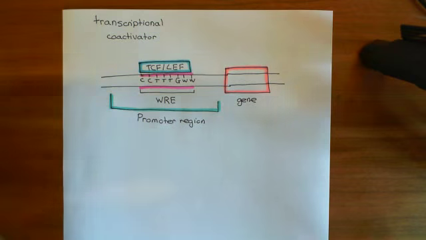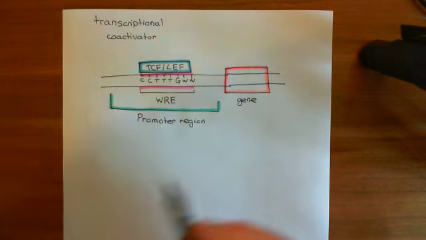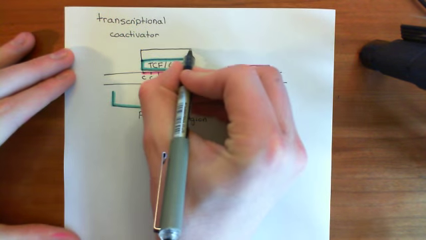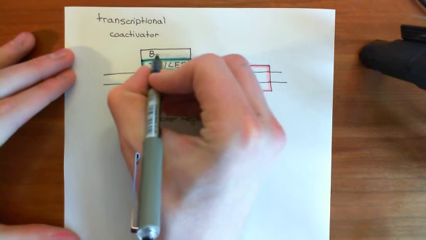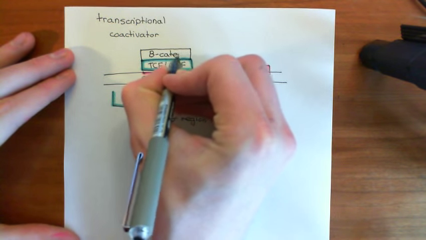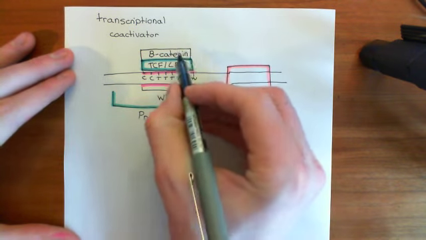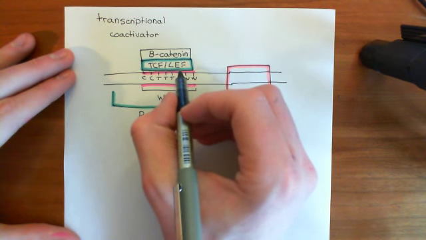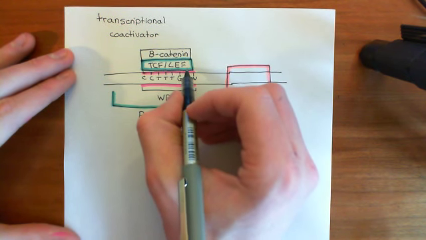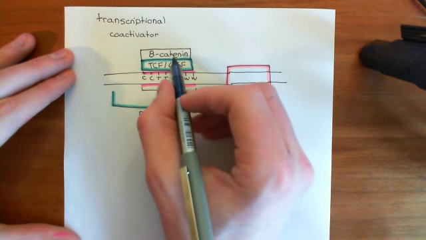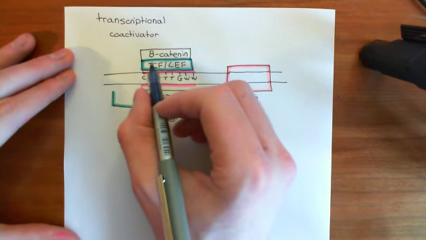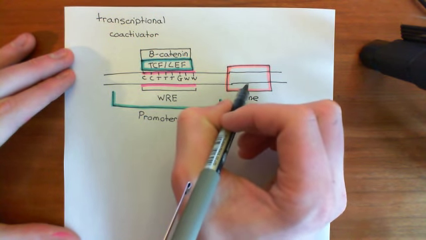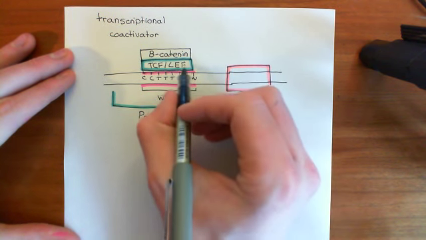Now, a transcriptional coactivator is a protein which can bind on top of a transcription factor. And beta-catenin is going to bind on top of this transcription factor here, so it's going to be a transcriptional coactivator. This protein which binds on top of the transcription factor is now going to completely change its function. Before beta-catenin was here, TCF/LEF transcription factors were resulting in the downstream gene being less likely to be transcribed. So they were transcriptional repressors.